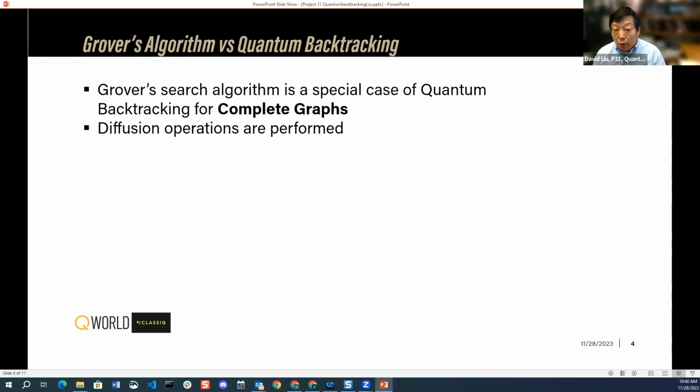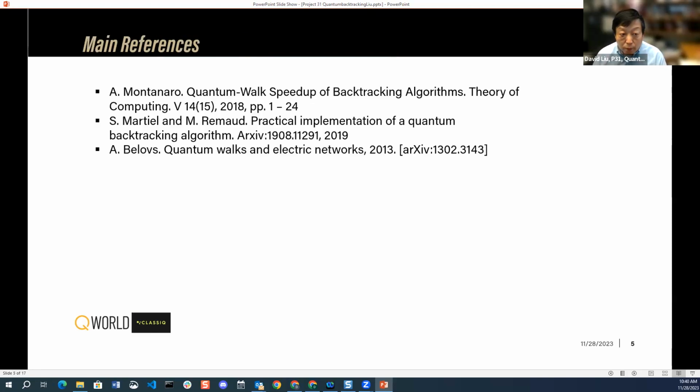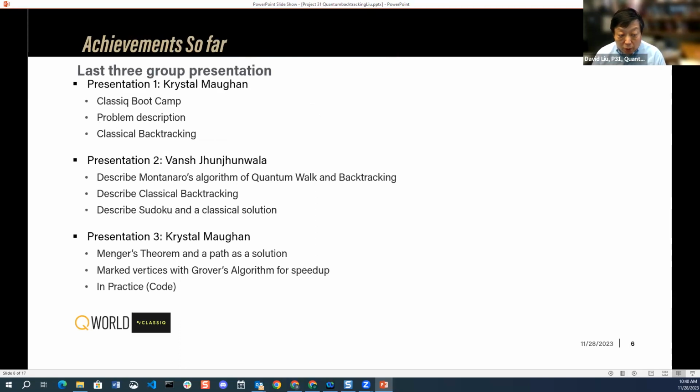The Grover search algorithm is really a special case of quantum backtracking for a complete graph. If you have a complete graph, quantum backtracking becomes Grover search, and both of them use diffusion operators over different nodes in the trees. We have a major reference here. Our main idea is to use a quantum walk speedup for the backtracking algorithm. So here is what we achieved so far.